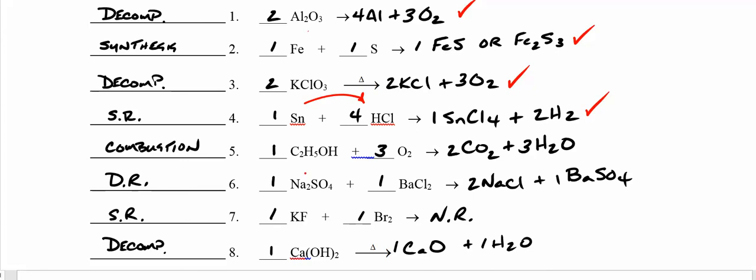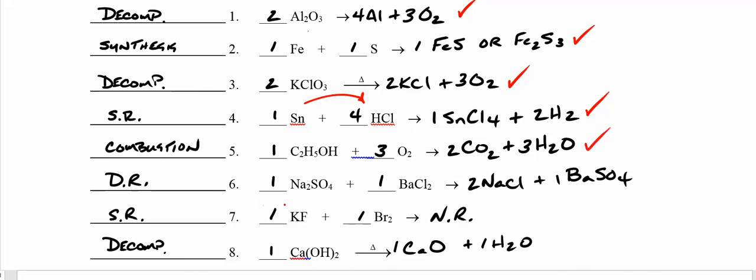Let's look at number 5. Here we have a hydrocarbon on the left-hand side. It does have oxygen, but it is for the most part made of carbon and hydrogen. Then we have oxygen on the left-hand side as well. The combustion reaction has the same products regardless of the hydrocarbon, CO2 and H2O. And so then it just becomes a question of balancing. 1, 3, 2, 3 will balance this reaction.